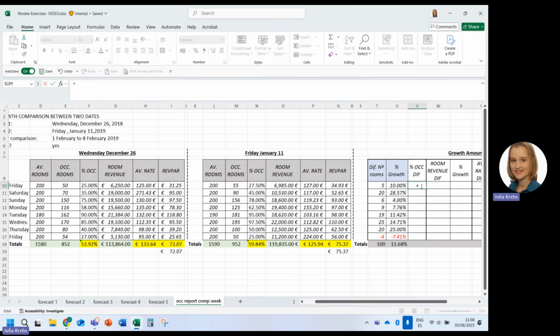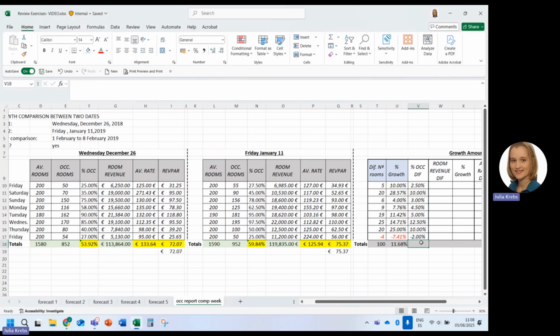So occupancy percentage growth, very simple. We take the current one minus the previous one because it's already a percentage there. We don't need to do any different calculation. And just make this a bit bigger. And then we do the same with the total. So this minus this one.